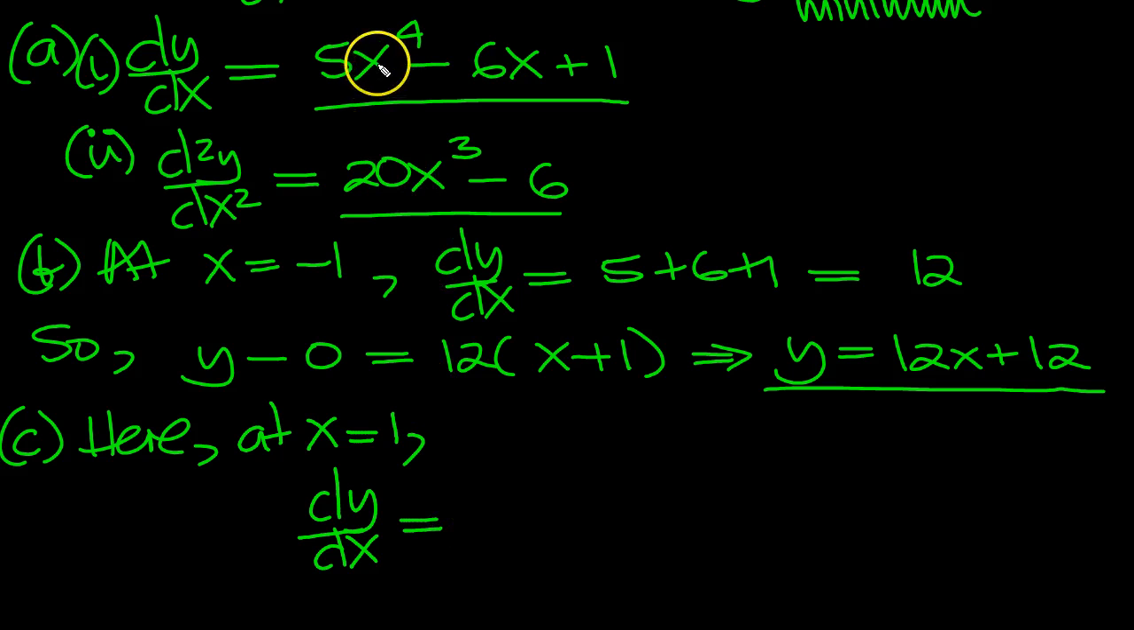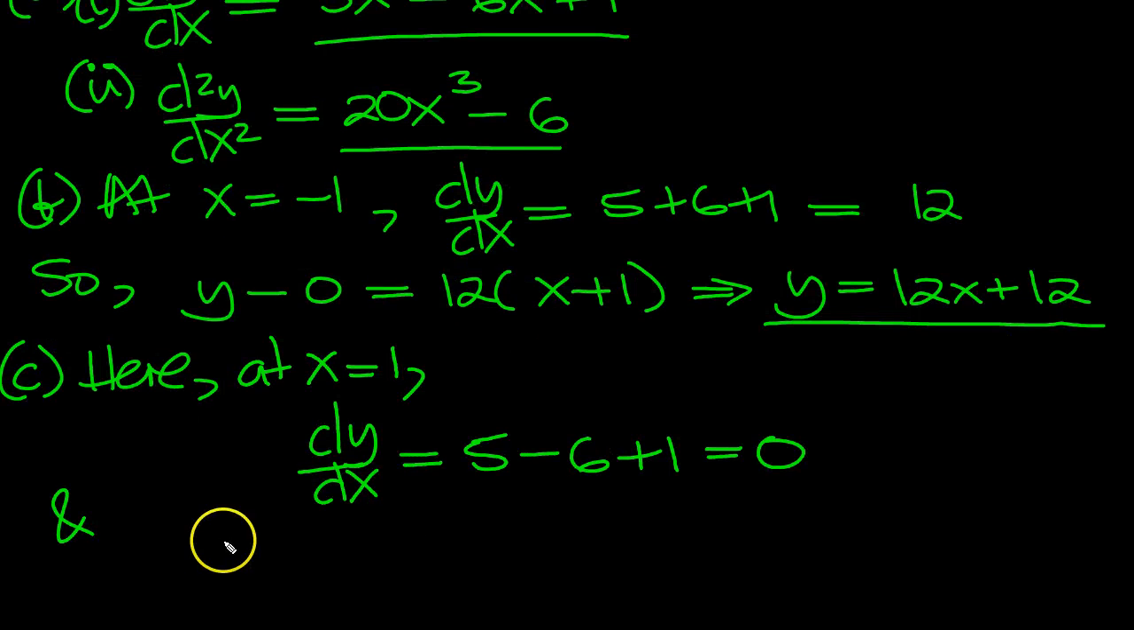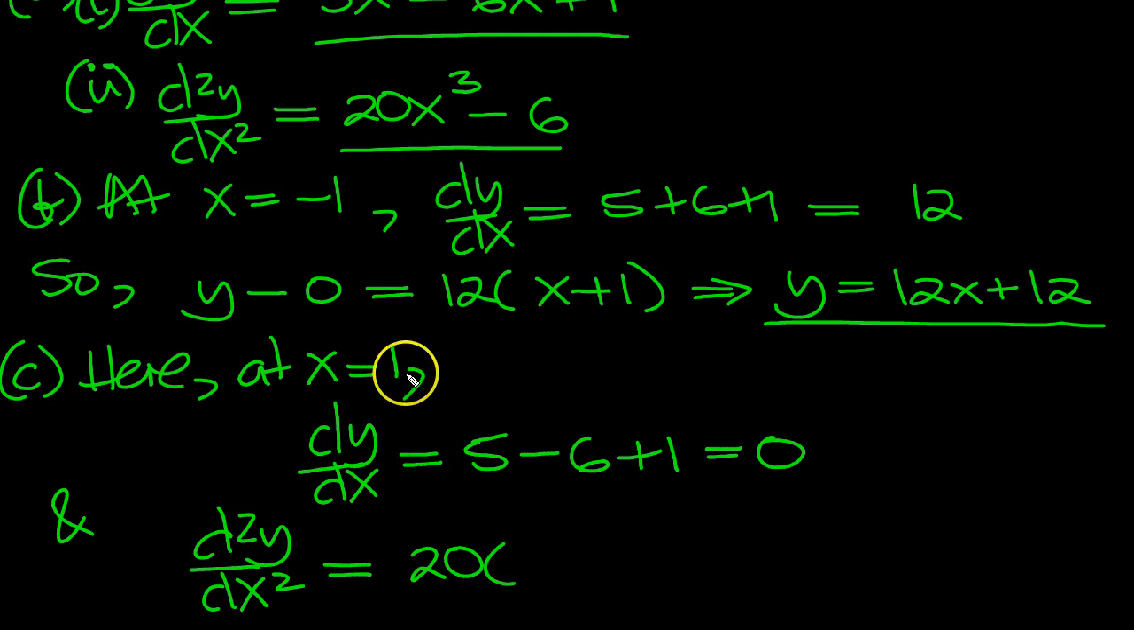So when x is 1, dy/dx is equal to, put 1 in here, 5 times 1 to the 4 is 5. Put 1 in here, minus 6 times 1 is minus 6, and then we've got a plus 1. So it is a turning point. And the second derivative, we need to show that's negative. At 1, so it's 20x cubed times 1 cubed minus 6. That's 20, minus 6 is 14.